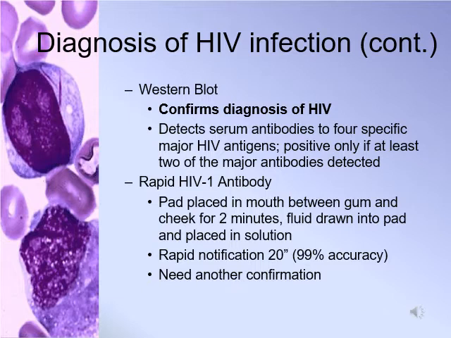This is very similar to some of the home test kits that now you can buy at drugstores. They are not blood-based, rather they're transmucosal type secretions that are assessed. Again, you would still need a Western blot for confirmation.